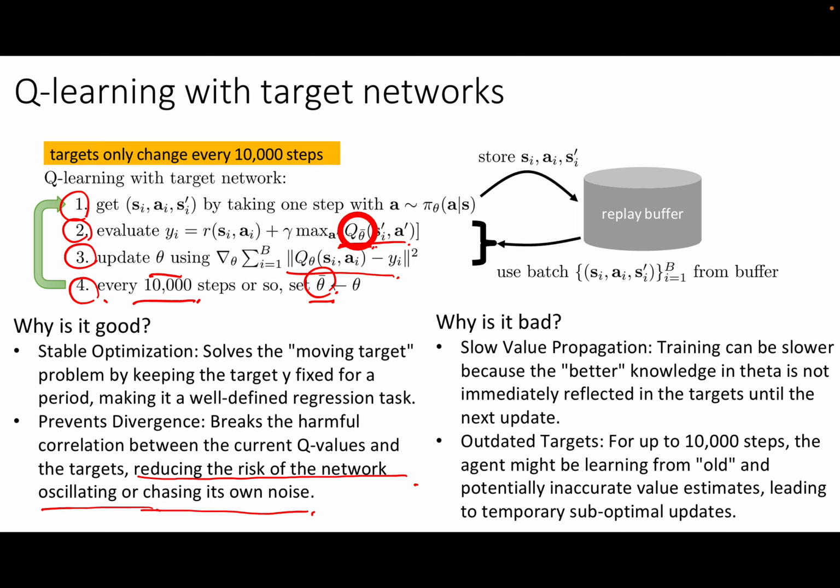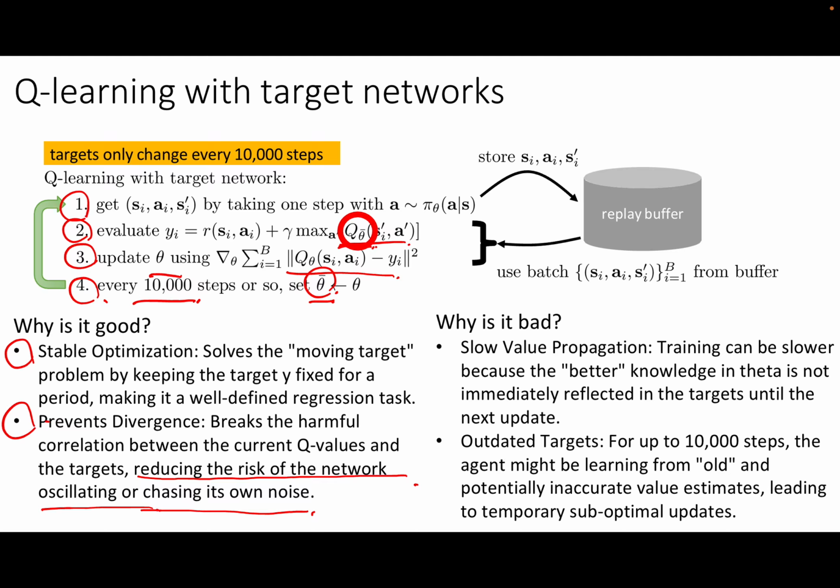That makes sense, right? If the target is always from itself, then the target is always moving. Whenever we update theta, the network will lose the path and it may chase its own noise. So by defining some fixed target network, we can address this and make training more stable.